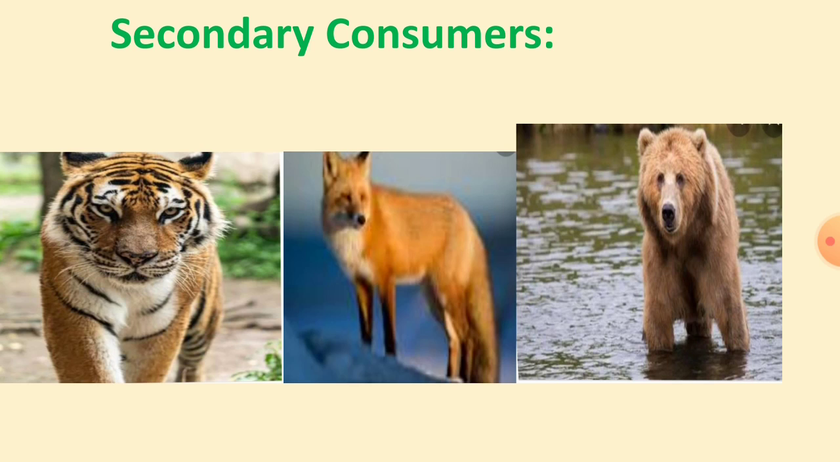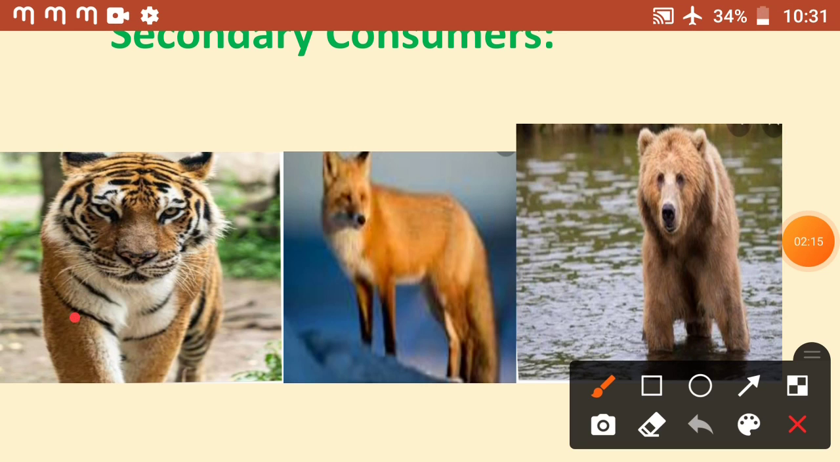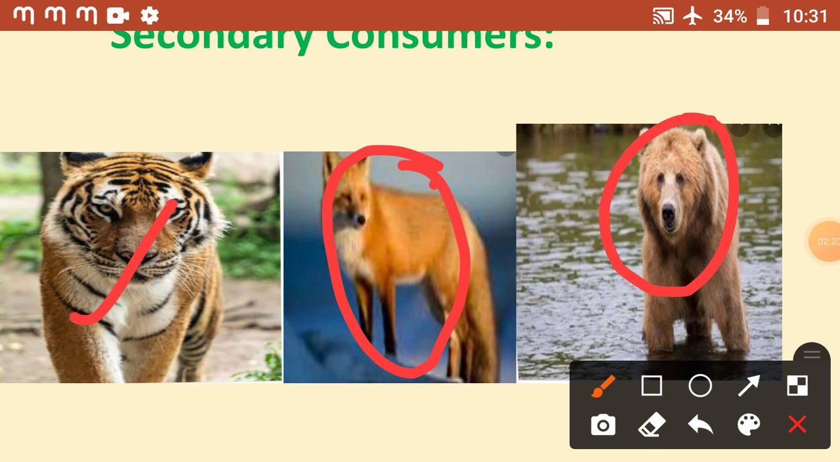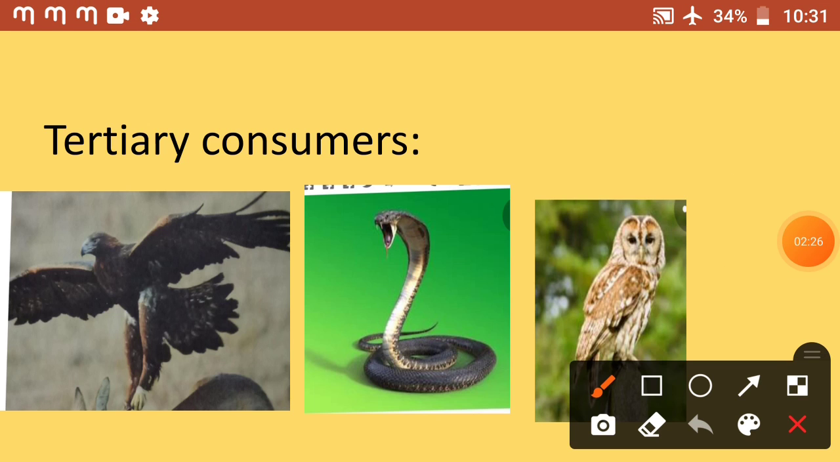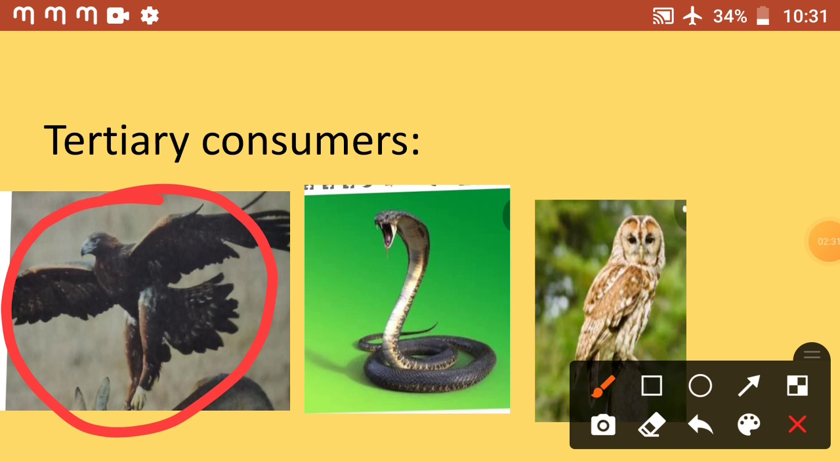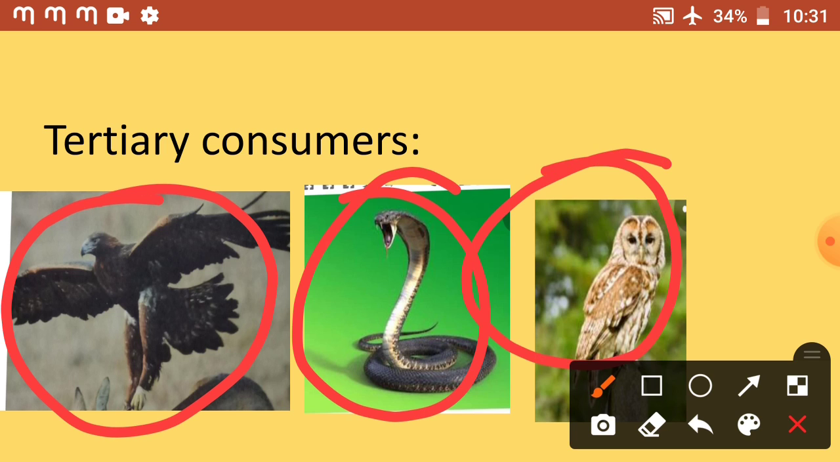Next, secondary consumers. Secondary consumers eat primary consumers. Many secondary consumers also eat plants, which makes them omnivores. Here, secondary consumers are tiger, fox, bear. Next, tertiary consumers. They eat the secondary consumers and are usually carnivores. Examples: hawk, snake, owl. They are tertiary consumers.